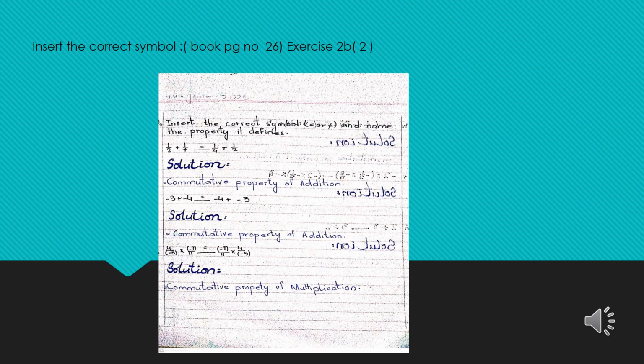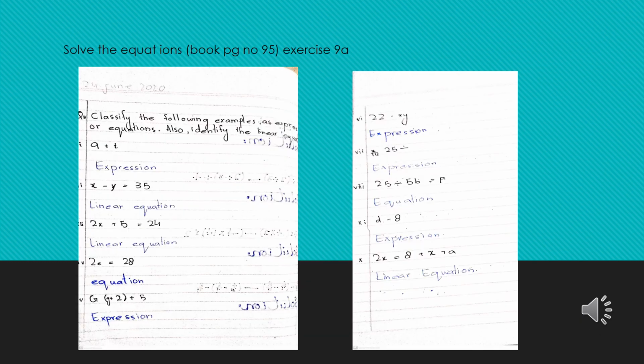Insert the correct symbol, equal or not equal, and name the property it defines. Solve the equations. Book page No 95.